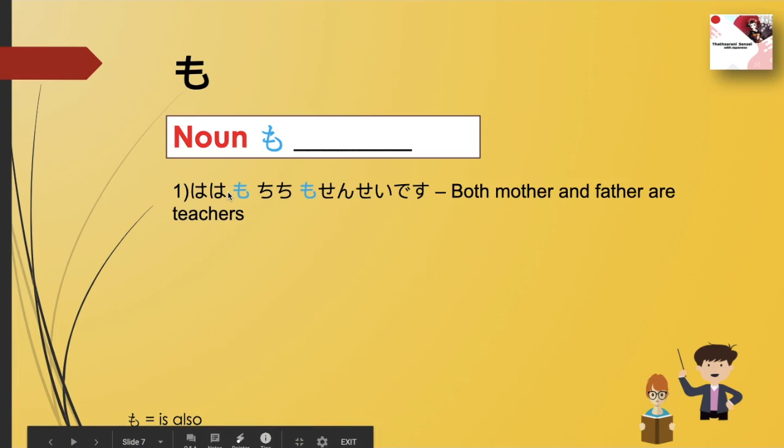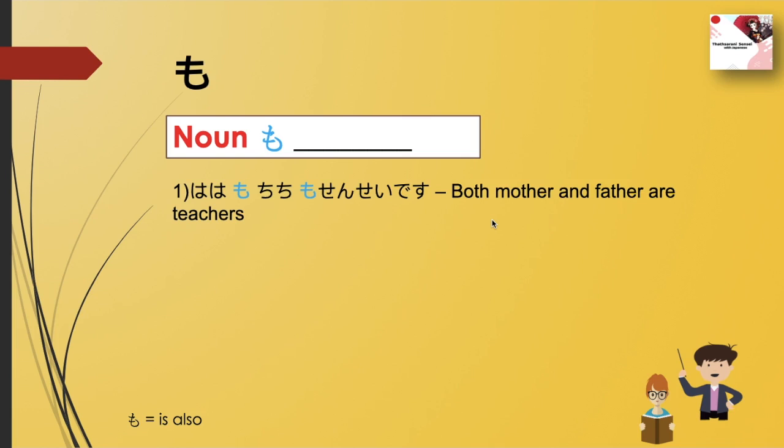Haha is mother and the father is chichi. Now, here both mother and father. To do that, we can say haha mo chichi mo and sensei desu, right? That's how to say both mother and father are teachers.